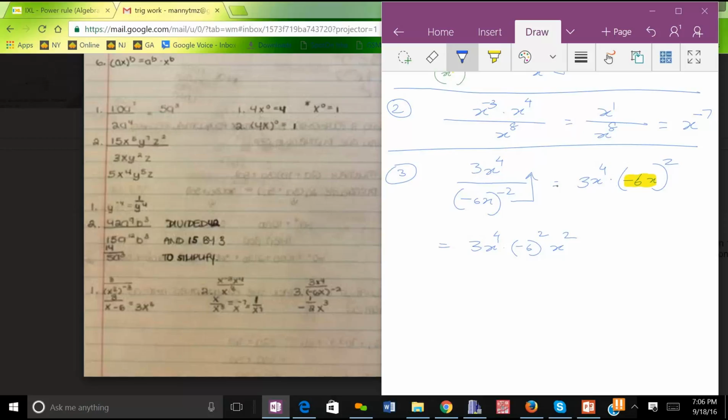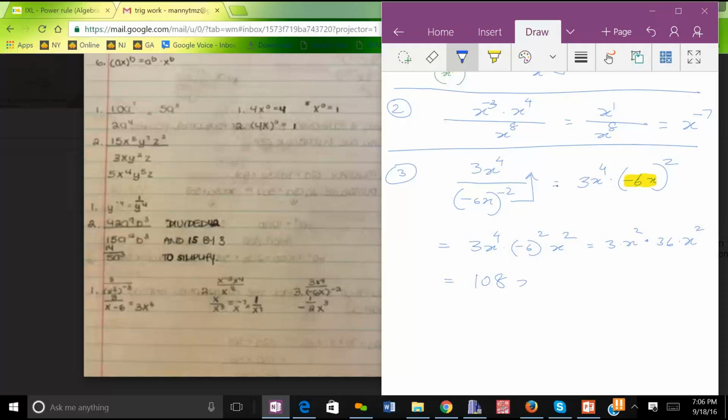Why do you have to do x squared too? Because see, that square has power on everything inside the parenthesis. So negative 6 gets a square, x gets a square, right? Both of them get a square. That's why it's outside. Okay? So when you do that, you have 3 times x squared times negative 6 squared is positive 36, right? X squared is x squared. And what you do, you multiply those. 3 times 36 is 108.